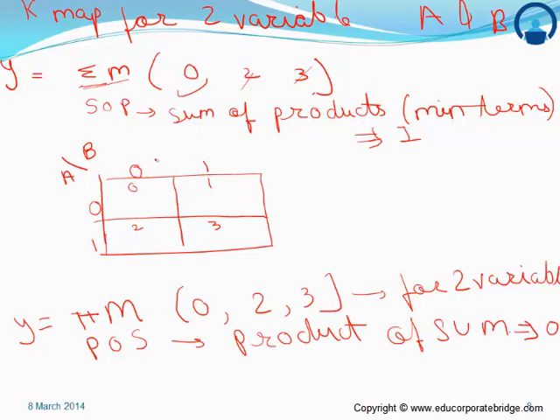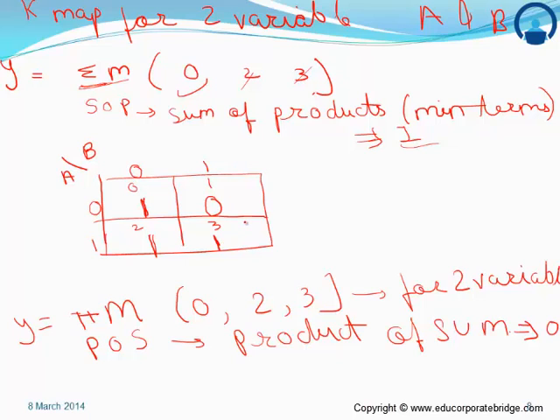Since this is 0, we write it as 1, because it is a summation SOP term, and SOP is always represented by 1. Now there is no 1 written here, so we write it as 0. It is 2, that is 2 has a value, so we write it as 1, and 3 here, so we write it again as 1.